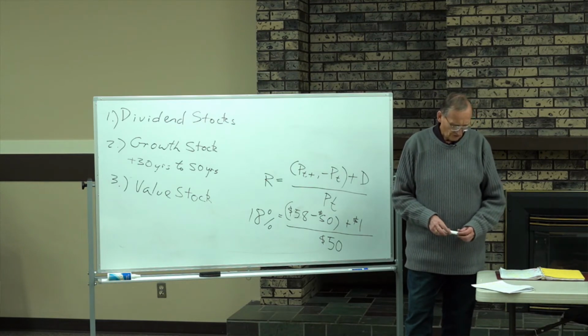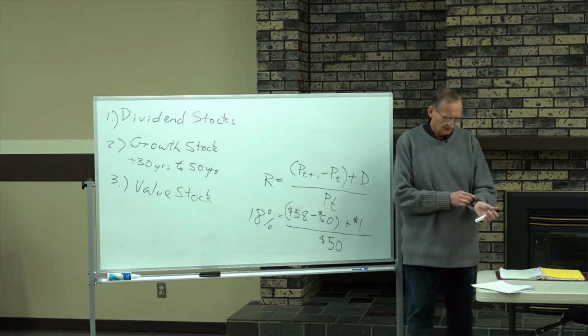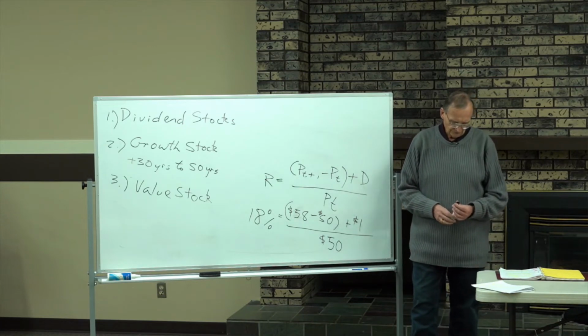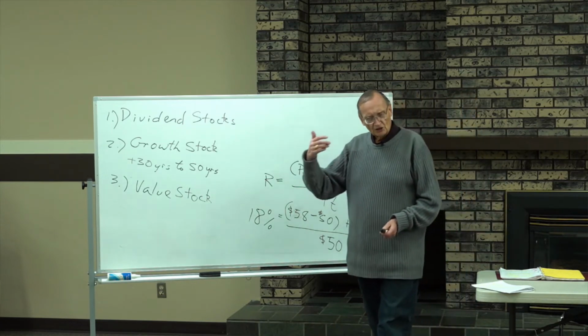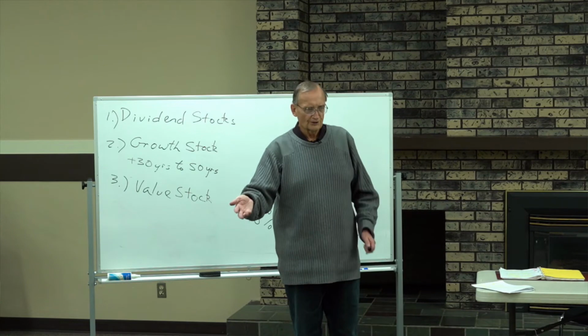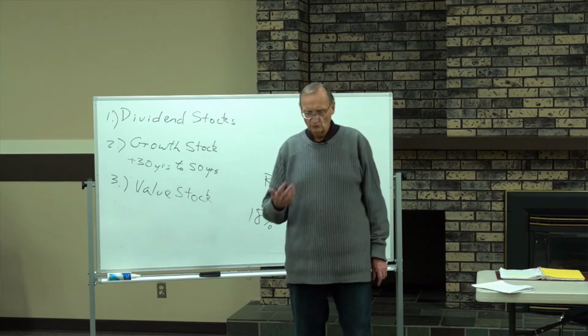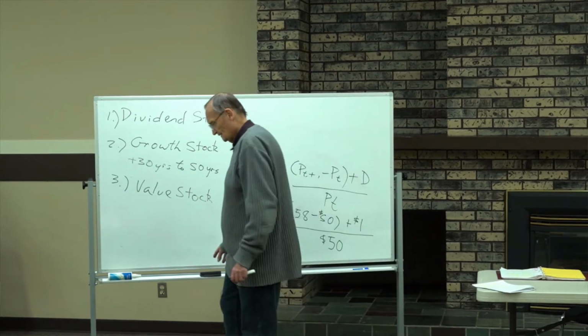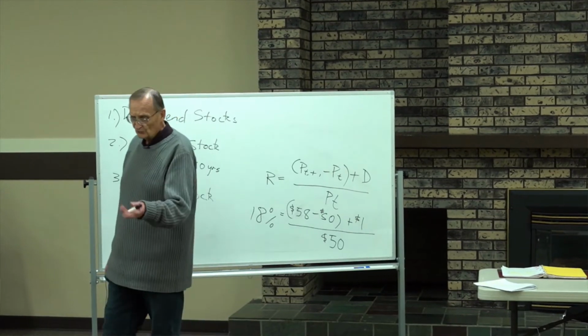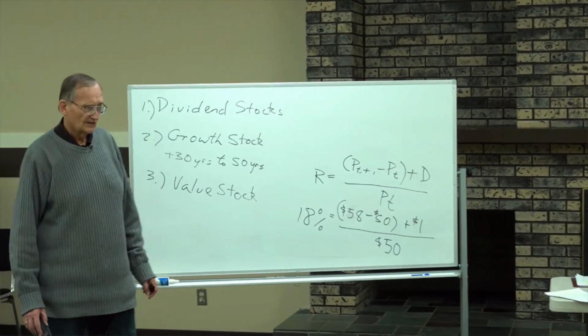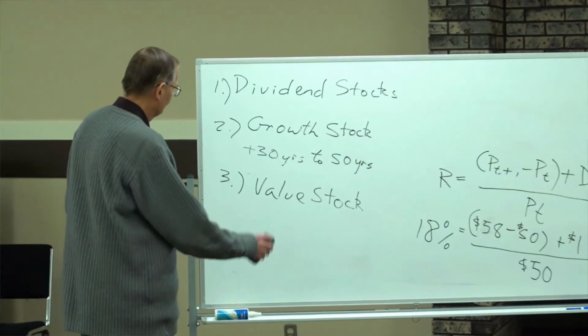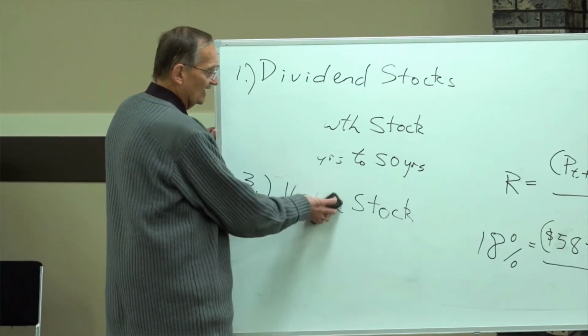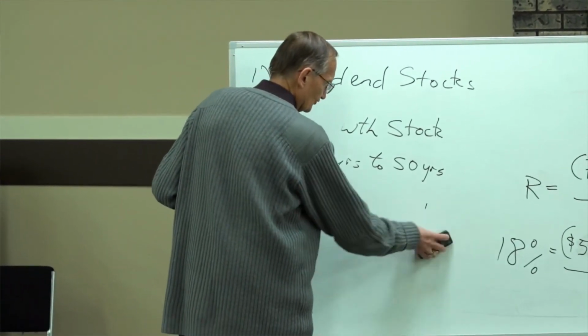Okay, now common versus preferred stock. Common stock is ordinary stock. It's what we typically think of. You have an ownership in the firm, and you get voting rights. And you have a right to profits.